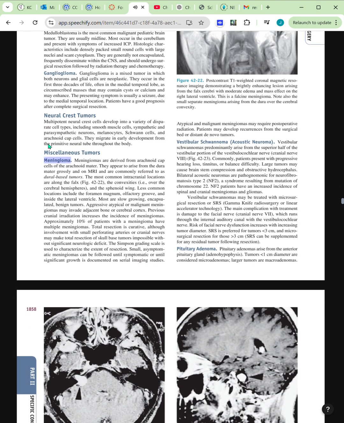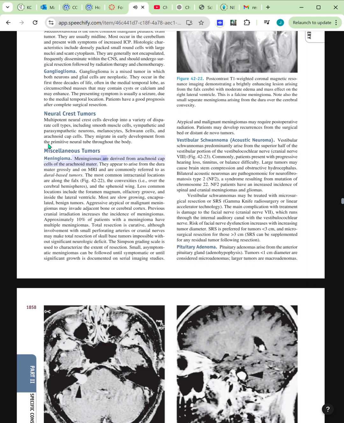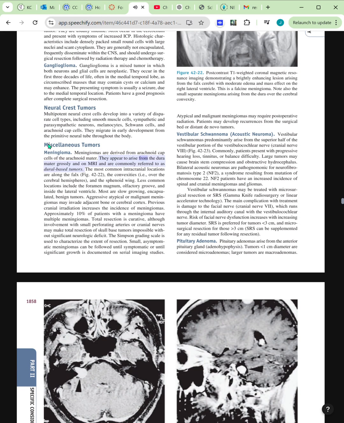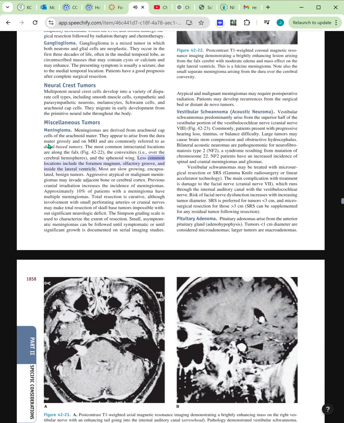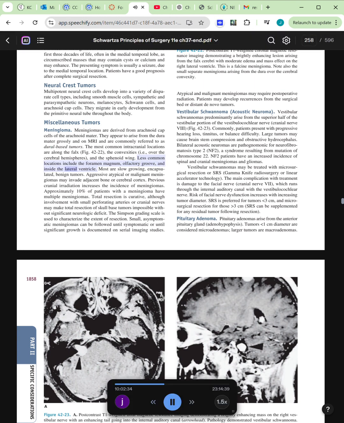Miscellaneous tumors. Meningioma. Meningiomas are derived from arachnoid cap cells of the arachnoid mater. They appear to arise from the dura mater grossly and on MRI and are commonly referred to as dural-based tumors. The most common intracranial locations are along the falx, Figure 42-22, the convexities, i.e. over the cerebral hemispheres, and the sphenoid wing. Less common locations include the foramen magnum, olfactory groove, and inside the lateral ventricle.